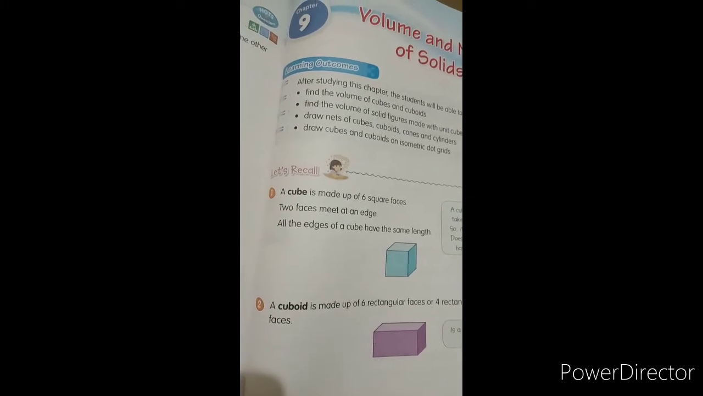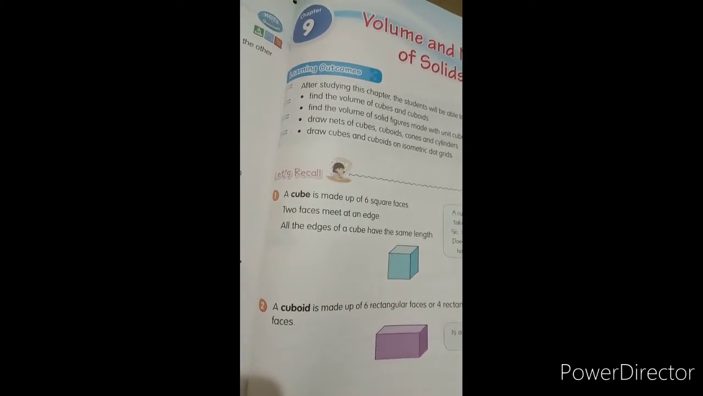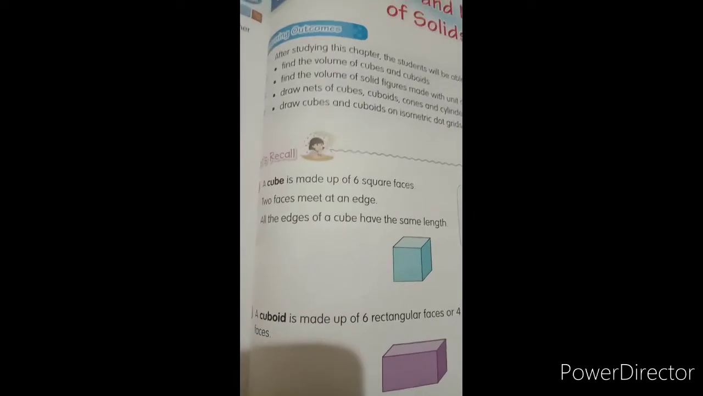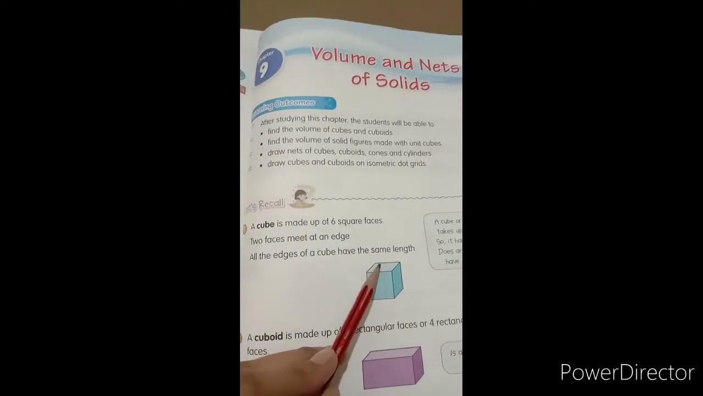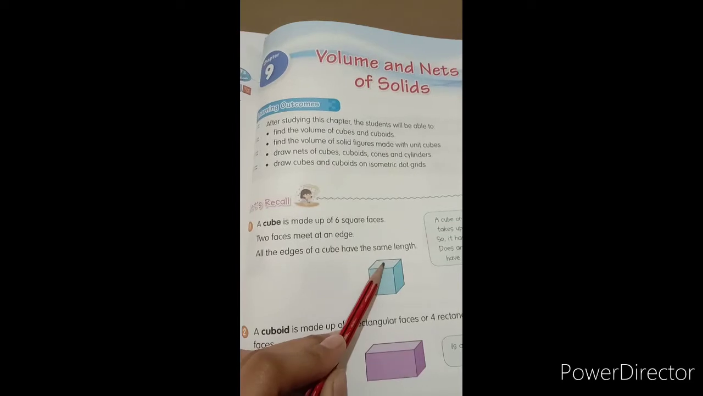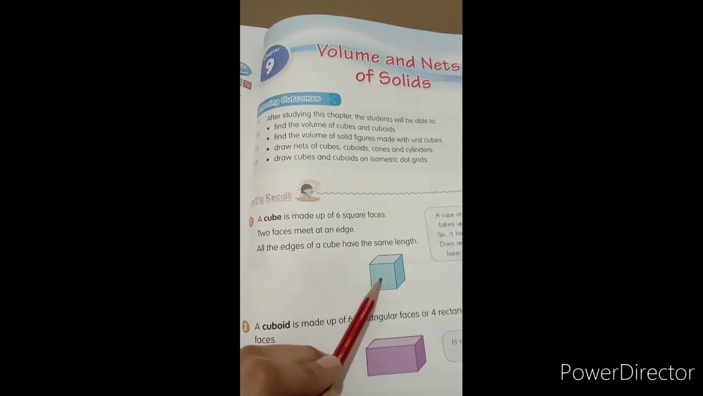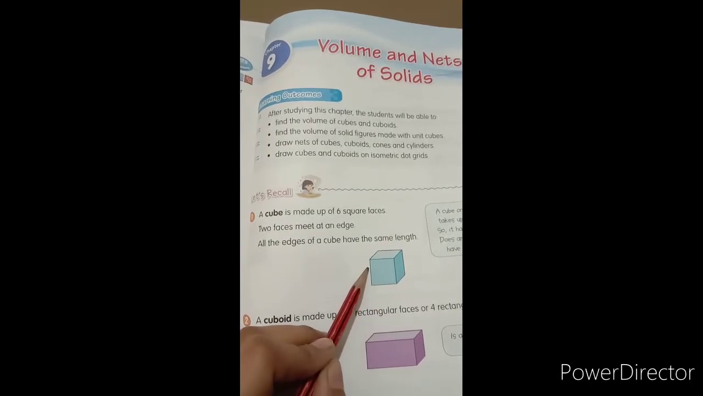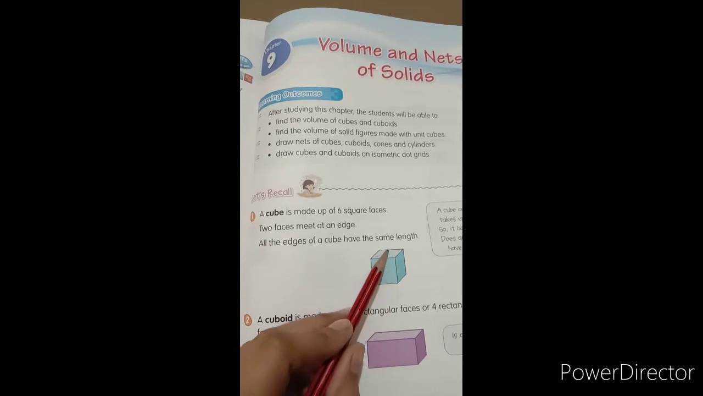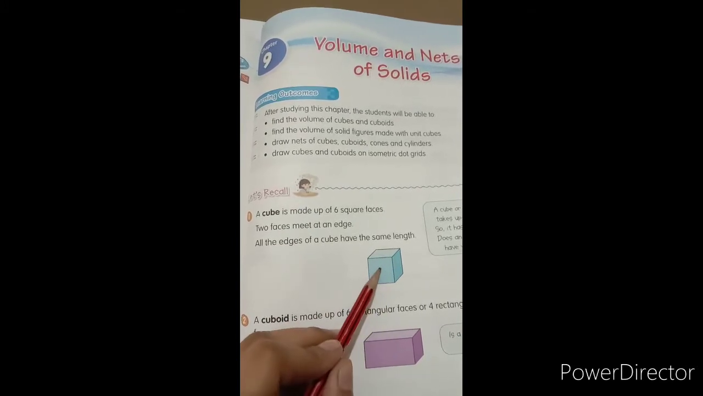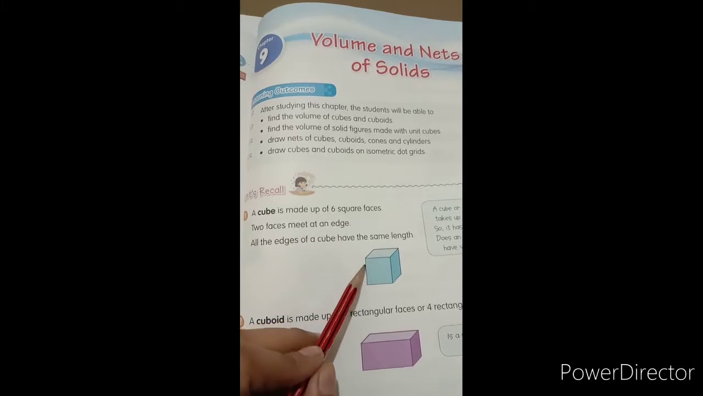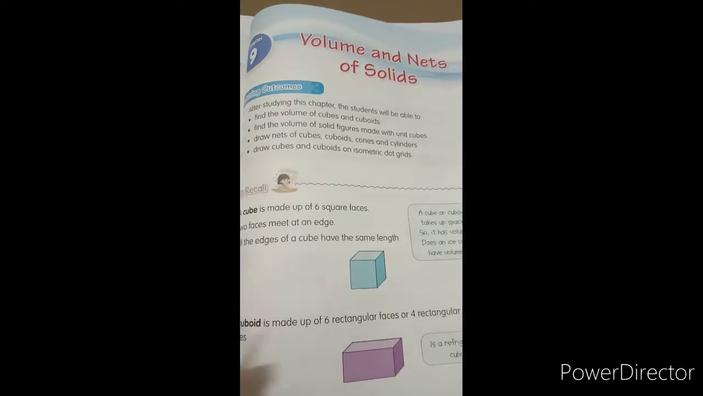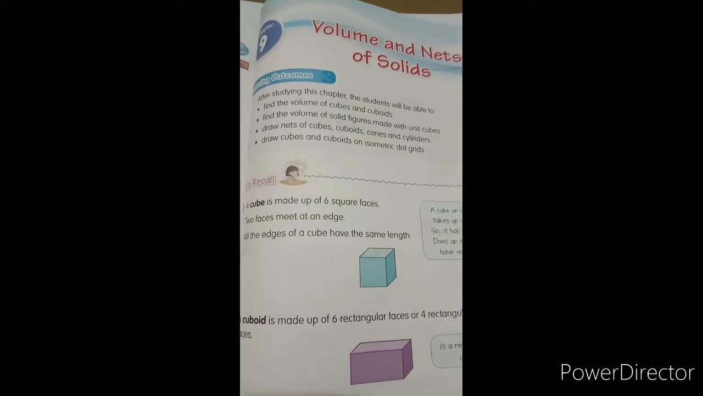So what is a cube? A cube is made up of 6 square faces. What is a face? So a face of a cube means this part. This is called a face. So a cube has 6 faces: 1, 2, 3 means 3 faces that are in front of you, and 3 faces behind the cube, which are opposite of this face and opposite of this face. So total faces are 6.